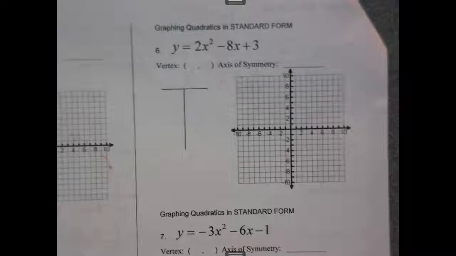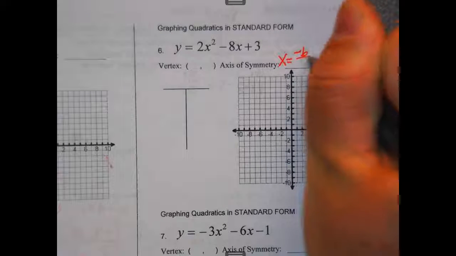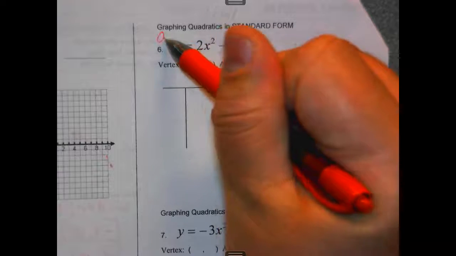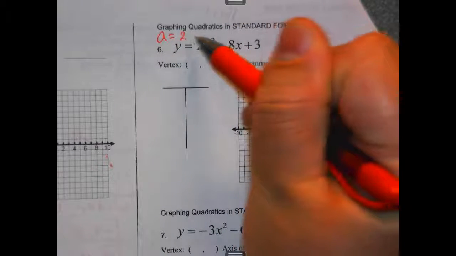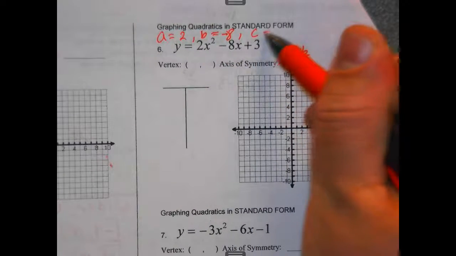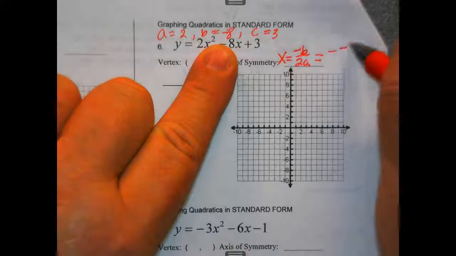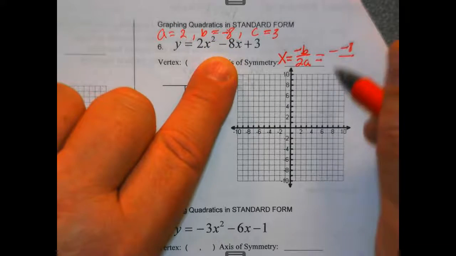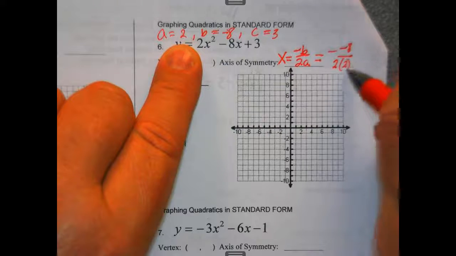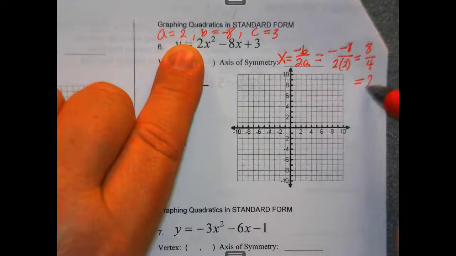Number 6, graph the quadratic. This is in standard form. So my axis of symmetry is x equals negative b over 2a. My a is what? B is negative 8. C is 3. So I have negative 8 over 2 times 2. So I have positive 8 over 4, which is positive 2.